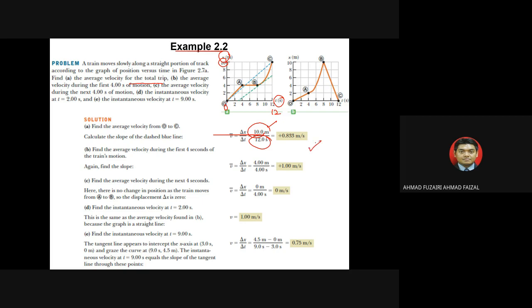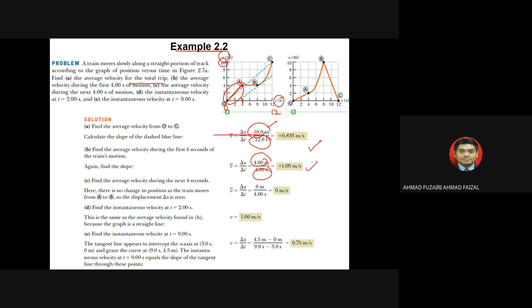How about B? The average velocity during the first 4 seconds. You need to apply the same gradient, but only for the first 4 seconds. Where is the first 4 seconds? Here, until here only. So you need to calculate the gradient from 0 to A. Using the graph, 4 divided by 4, you will get 1.